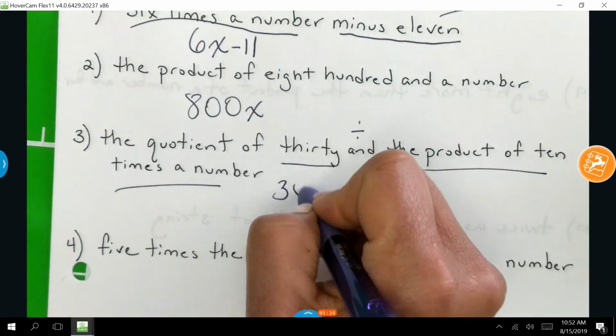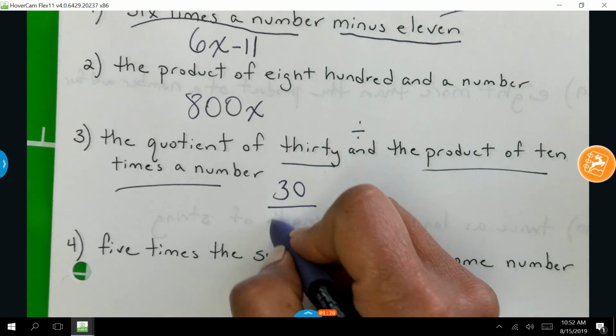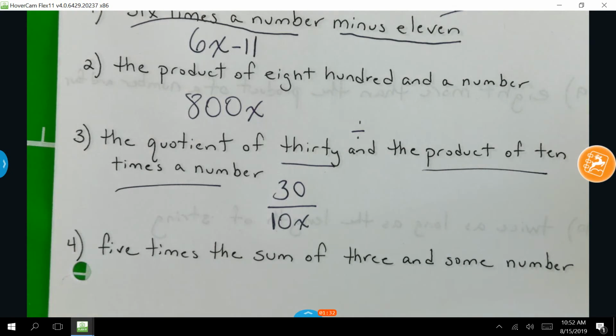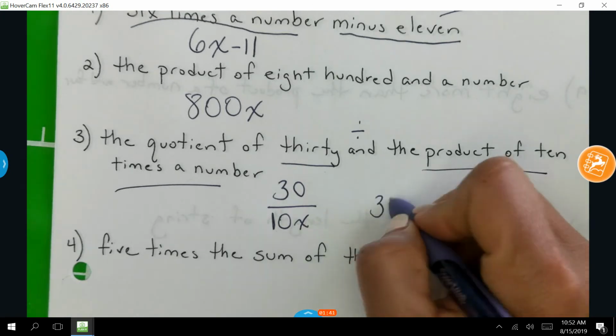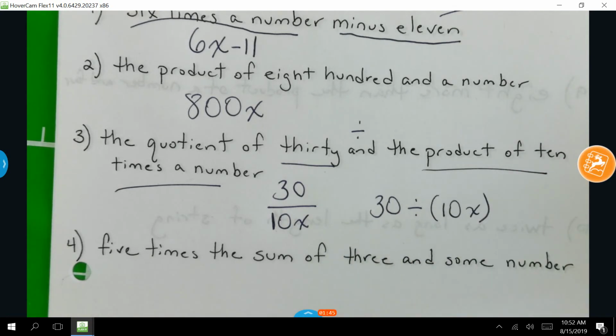Product tells you to multiply. I prefer that you stack it, because in algebra we like fractions. It takes up a little less space. You don't see the division sign, and you'll see fractions. If you wanted, you can do it that way. Okay? But if you forget what these words mean, you have a full sheet of that.